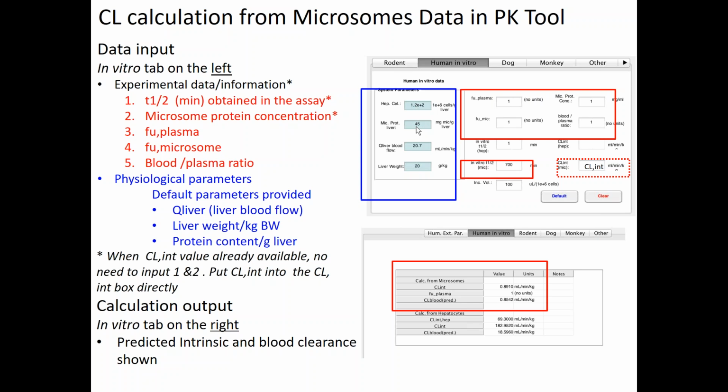These are populated for you for the different species, or you can change them to your own preferred values if you want to. So if you have half-life from your in vitro microsome experiment, then it will calculate the Clint for the microsomes for you, and also clearance blood. But if you have a Clint value, you can put it into this box, and you don't have to bother with some of the system parameters to calculate the Clint. So you can either go from half-life or from Clint. And then in the human in vitro tab, you'll find the Clint values if you've put in microsomal half-life in minutes here, or just clearance blood if you've started with Clint.